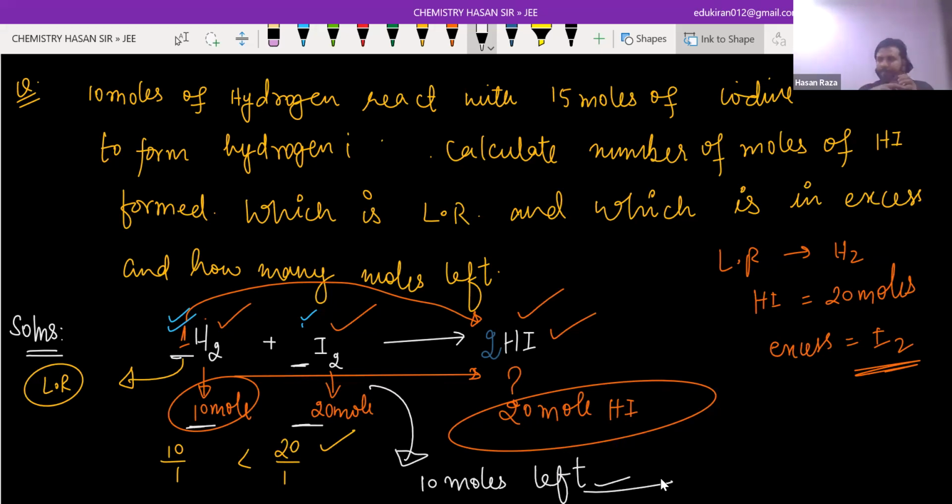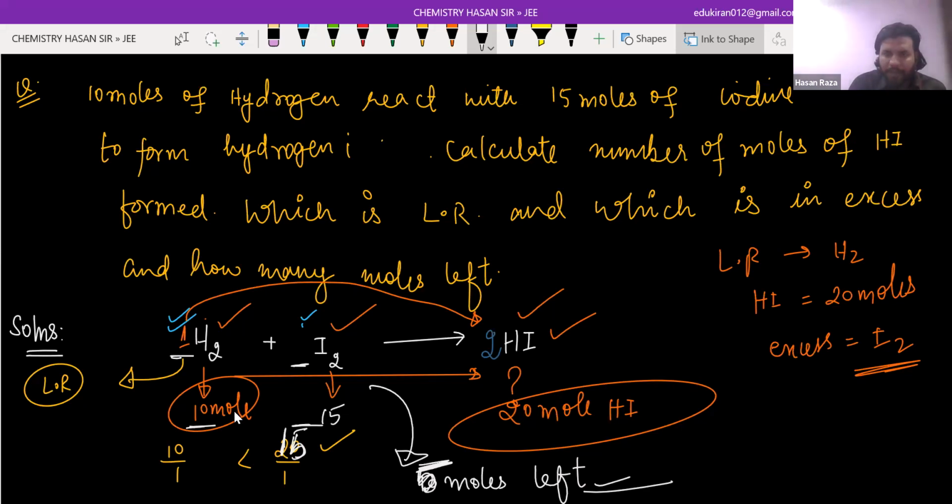Please do write it. Sir, in the question for iodine, it's given 15 moles, and we wrote 10. Oh, sorry. I don't know why I took 20 moles. I just got confused. So there will be 15 again. The same, only here the answer will be 5 moles left. Sorry, I just took the wrong value.